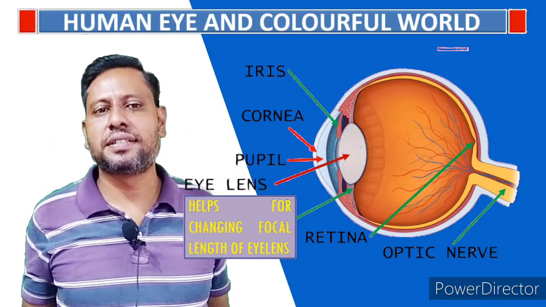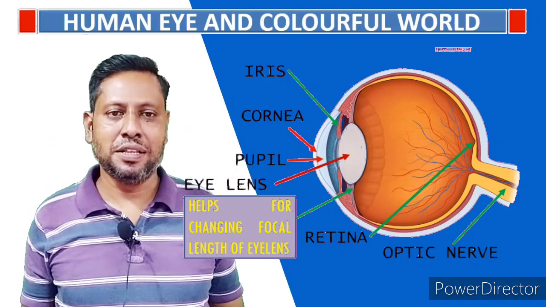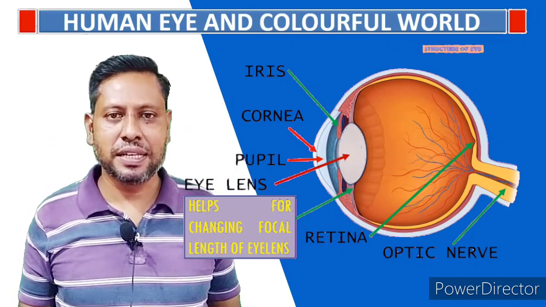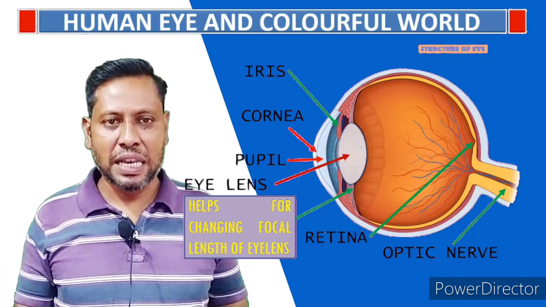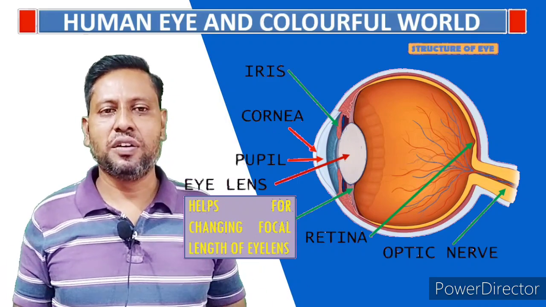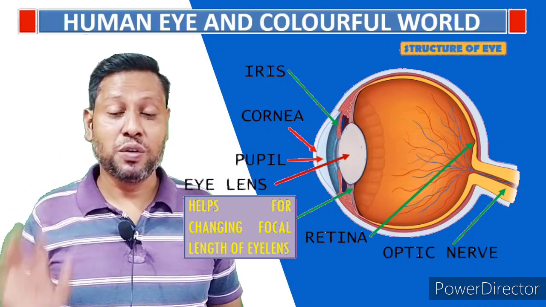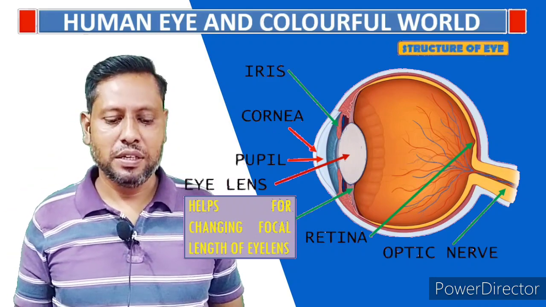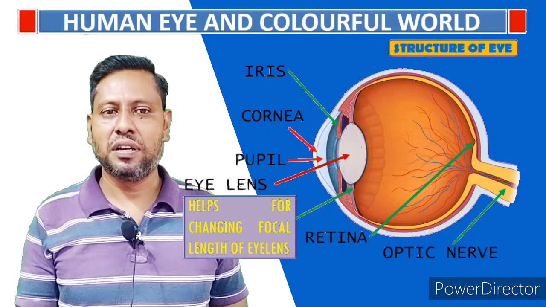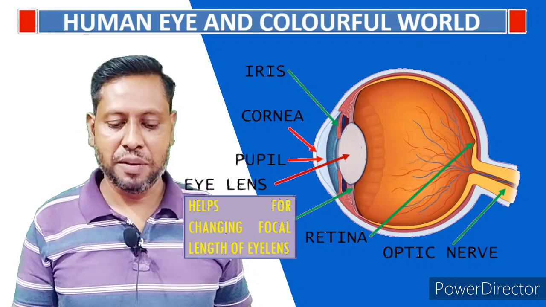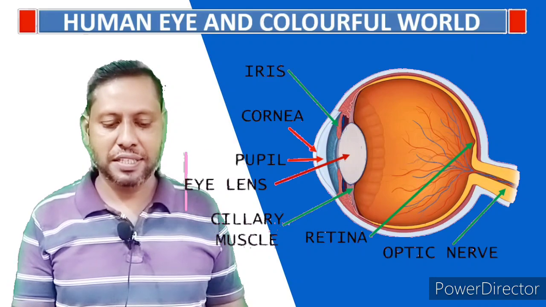Flattening or compressing means that the area of the eye lens is decreasing or increasing. So this decides the focal length of the eye lens. In other words, ciliary muscles are helpful to change the focal length of the eye lens. Our eye lens has the ability to change the focal length. So ciliary muscles help in changing the focal length. Now next is the eye lens.